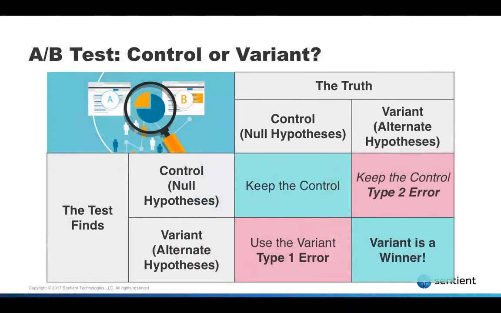And those outcomes are the same type of choices in an A/B test. So in a control or a variant, the truth is, and this is independent of what you test, is the control better or is the variant better? So that's at the top right two columns. So then the test finds either for the control or the variant, and your choices are this: you keep the control or you think the variant is a winner.